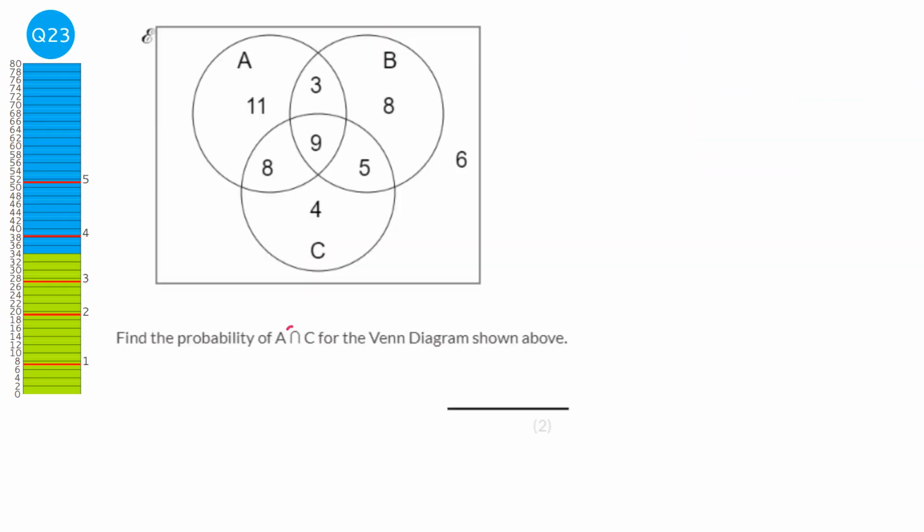So the symbol here basically means and, and the way I remember it is if you draw that symbol and just put a line through it, you can make the word and. So we're looking at the probability of getting something that is in A and C. So the only ones that are in A and C are this 8 and this 9 here. So we're going to just add the 8 and the 9 together.